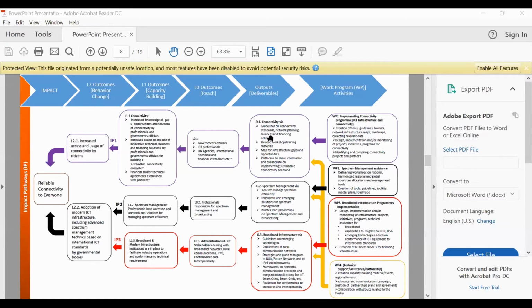And for connectivity, I forgot to mention, but it's also an important part: the map for infrastructure gaps and opportunities. So we are also collecting information on the infrastructure to see where the gaps are and what we can improve. So this is the part that I wanted to show you.